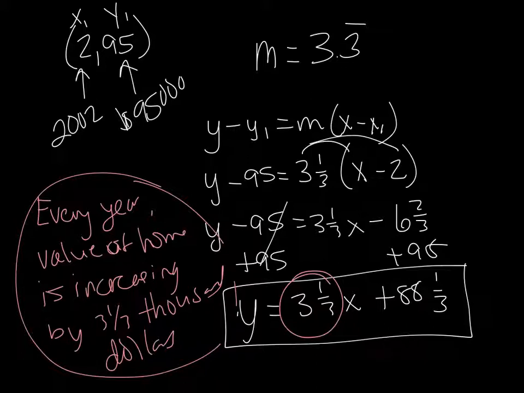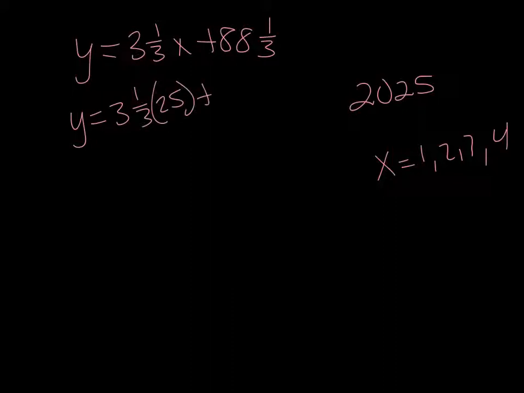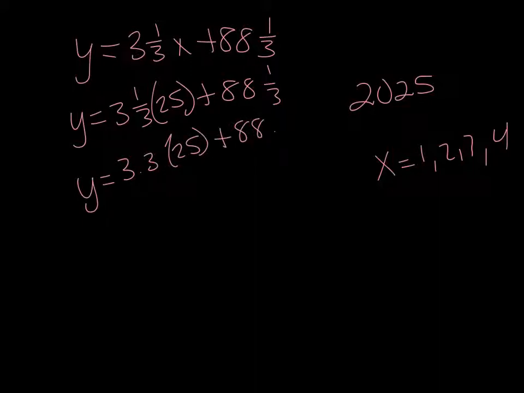All right, so now we're going to use our equation to predict how much this house is going to be worth in 2025. Now if you notice, x was 1, 2, 3, and 4, and 1 represented 2001, 2 represented 2002, and so on. So if we want to approximate the value of a house in 2025, we are going to substitute 25 into our equation. 3 1/3 is 3.3 repeating, so I'm just going to use 3.3 times 25, and 88 1/3 is about 88.3, so I'm going to use that. And I'm going to go ahead and calculate that.